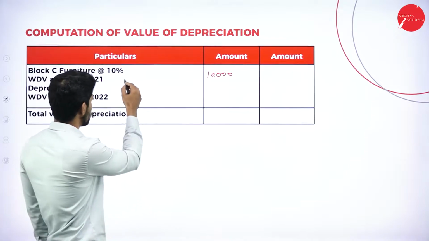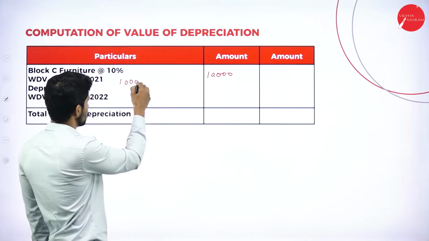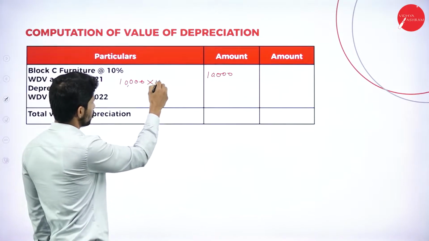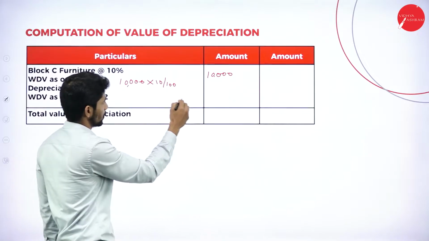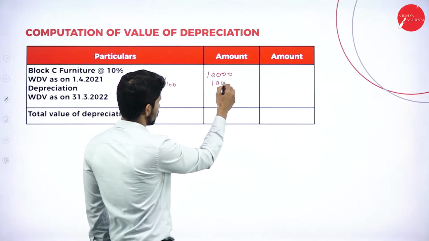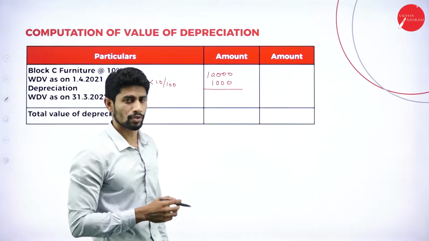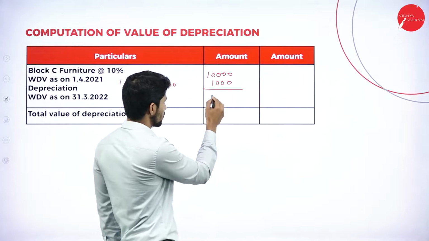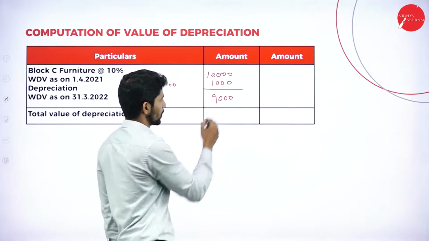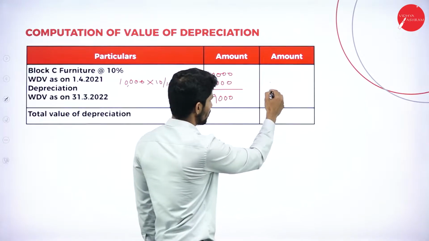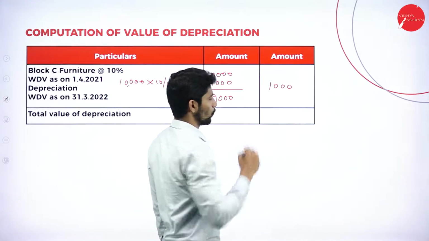So directly compute depreciation at 10%. So 10,000 into 10%. So how much you will get? You will get 1,000. So deduct 1,000 from 10,000. So what is the balance? The balance is 9,000. Okay, but what is the value of depreciation? The value of depreciation is 1,000.